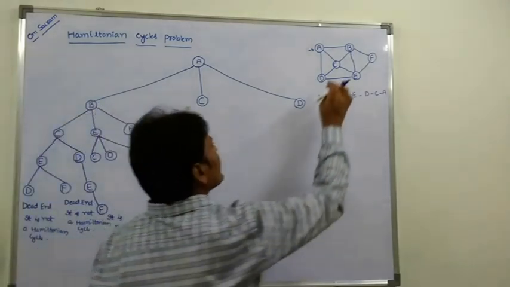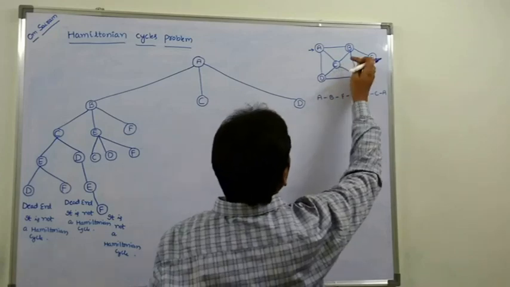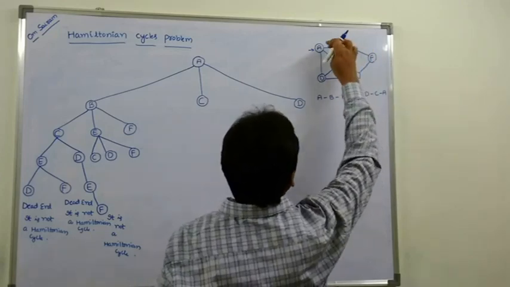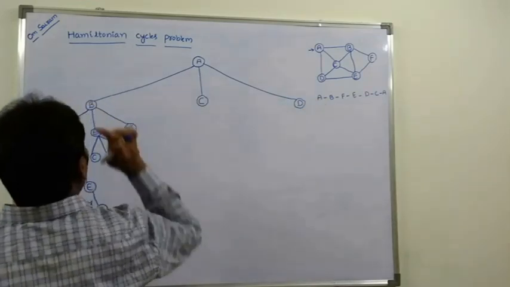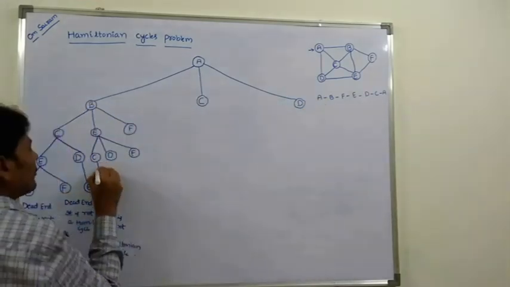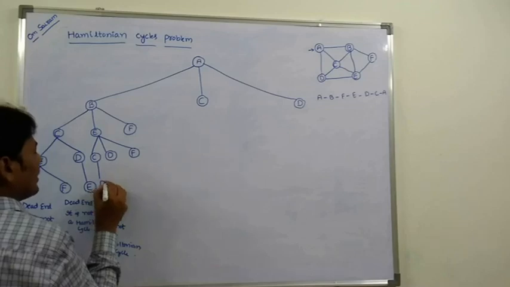Next, consider the leftmost adjacent vertex for vertex E, that is vertex C. So what are the adjacent nodes for vertex C? So C is connected with A, B, E, D. So A, B, E already visited. Next we go for vertex D.